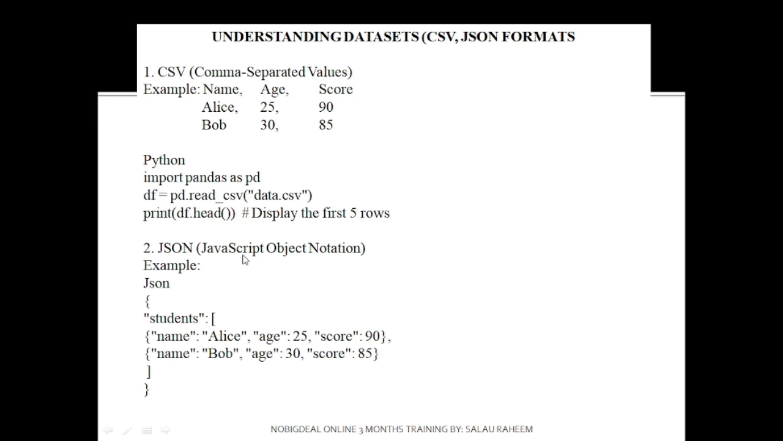Then JSON. JSON is an abbreviation for JavaScript Object Notation. JSON stores data in a structured format, often used in web applications. We use JSON for web applications.